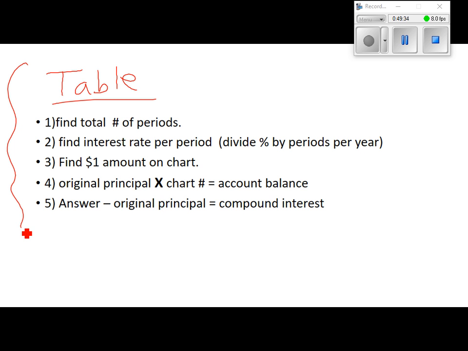How to do it using the table. What's wrong? Dude, these donuts are busted. Dylan, write this down. That's great. That X on number 4 is a times sign.